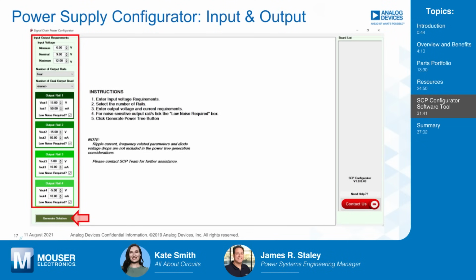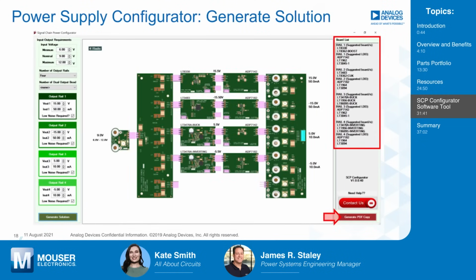It's that simple. Once you've clicked Generate Solution, it crunches some numbers and figures out the best parts in the portfolio to use, as well as the best topology to use, and it displays a graphic of how that system array will look on the screen. It also generates a board list on the right-hand side. Those are some alternate parts in case the chosen parts either aren't available or don't work quite like you expect them to. So you can always order some alternate parts at the time you order the parts it suggests as the best parts to use.